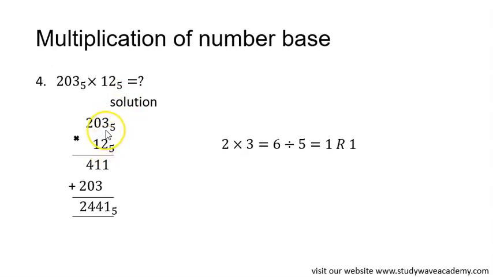So 2 times 3 is going to give us 6. We can't write 6 because 6 is higher than 5, right? Remember, the highest digit in a base is less than the base. So the highest you can write is 4, and 6 is higher than the base. So what do we do? We divide by the base, right? So 6 divided by 5 is 1 remainder 1. So you write down 1 and carry over 1.